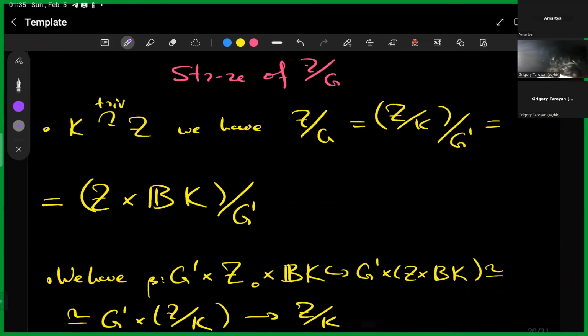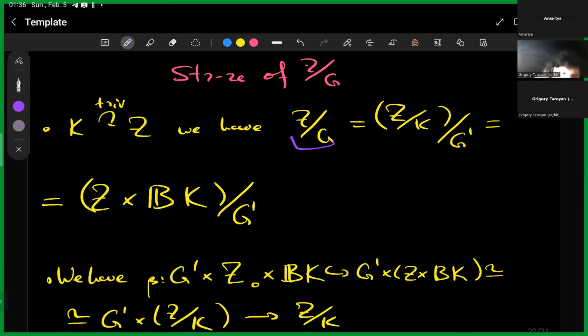Okay, so assuming that we've proved this isomorphism between G times Z sub 0, we can now see that we have an isomorphism like this. So this quotient stack is isomorphic to first the quotient stack of Z mod K, and then we mod out by the quotient of G mod K, so of G over K, i.e. G prime. And since the action of K on Z is trivial, this quotient stack is isomorphic just to the product.